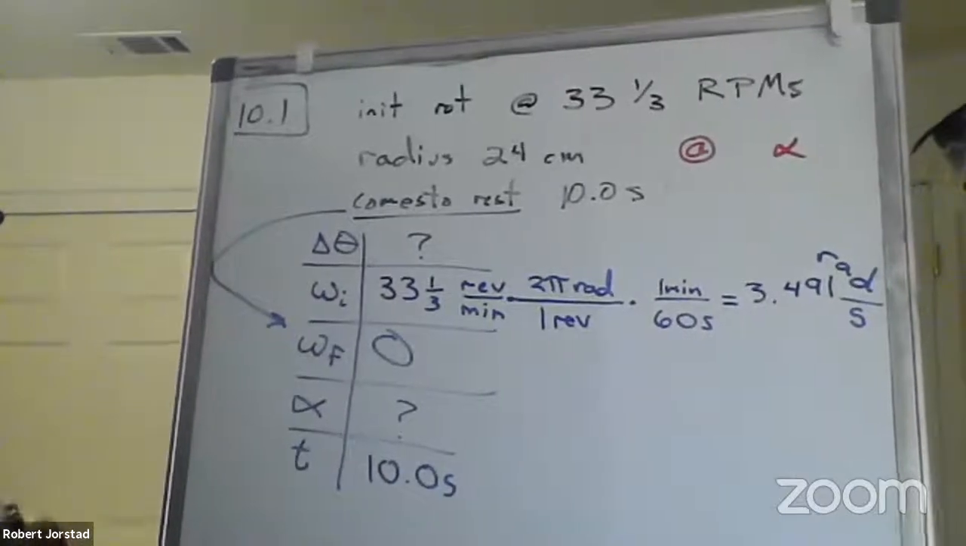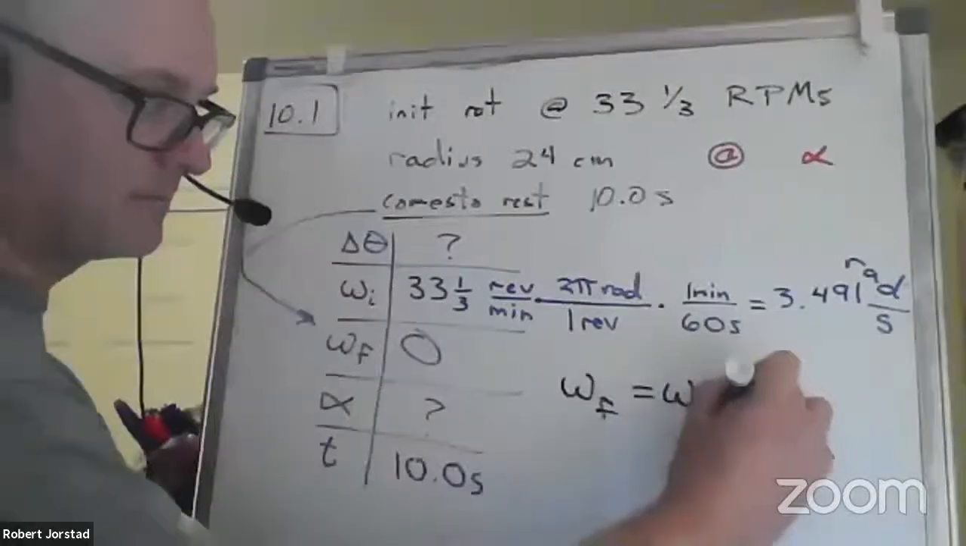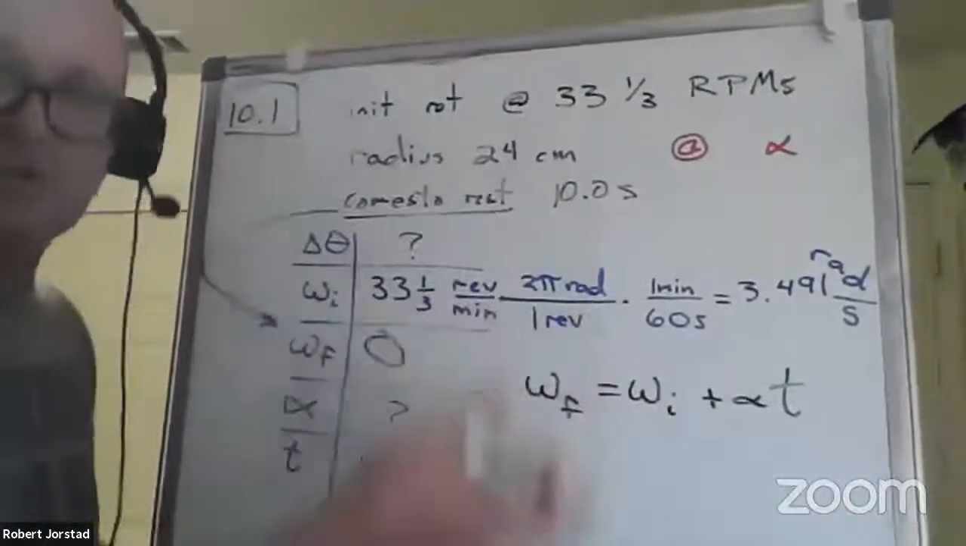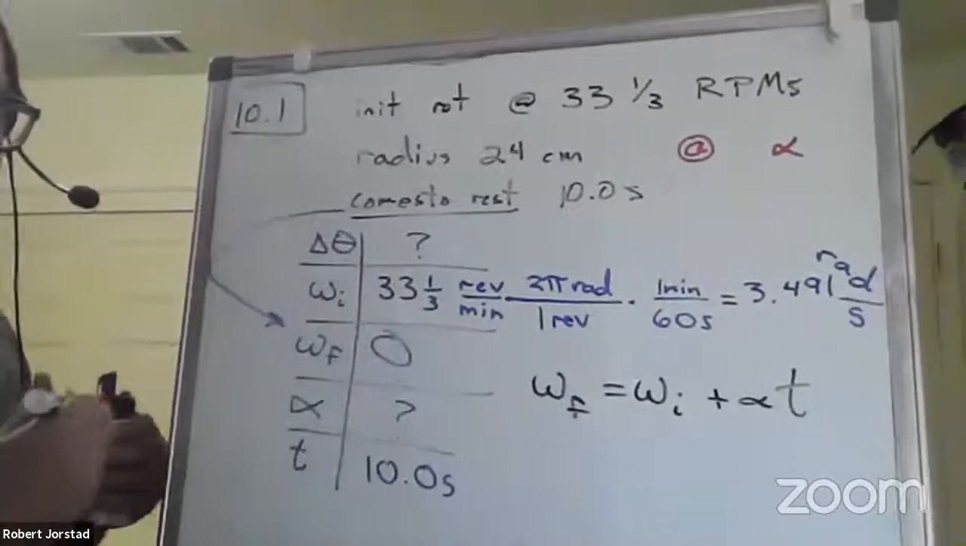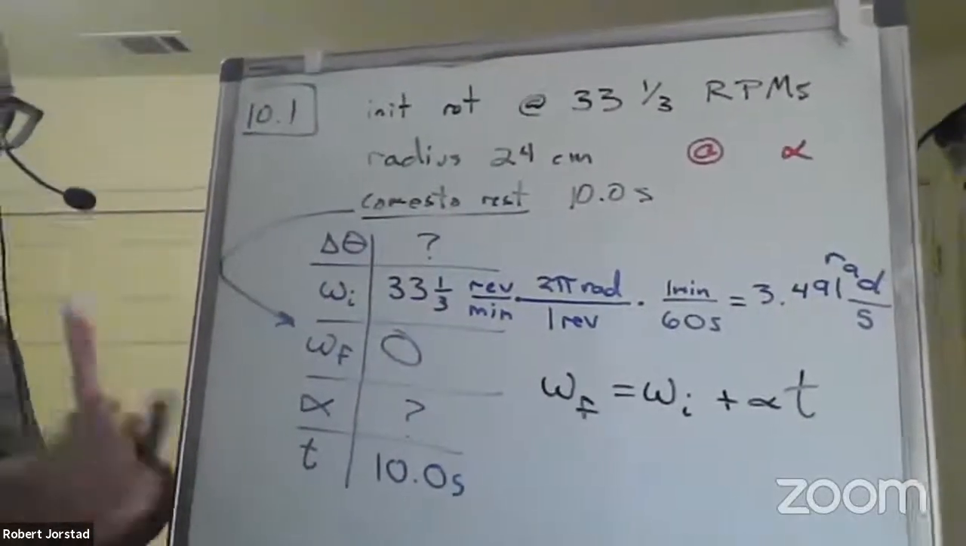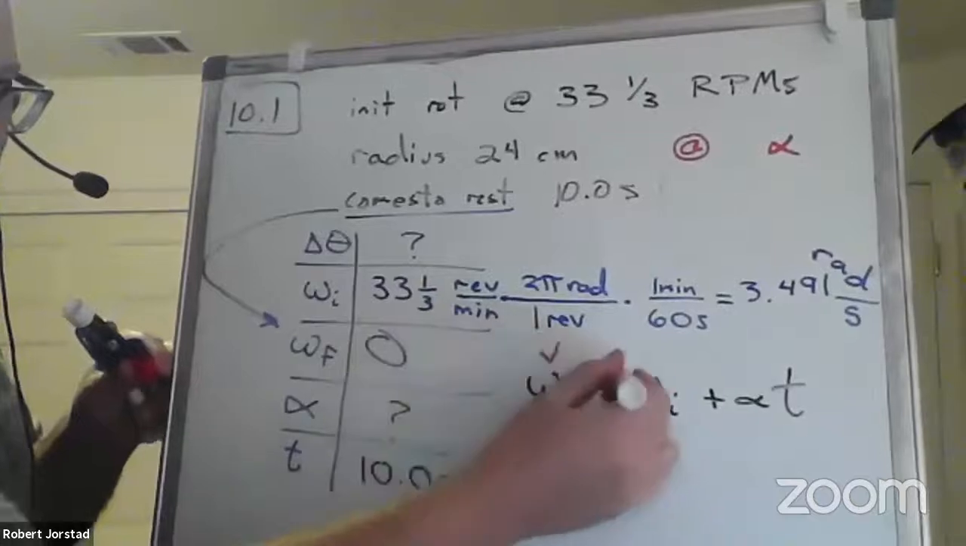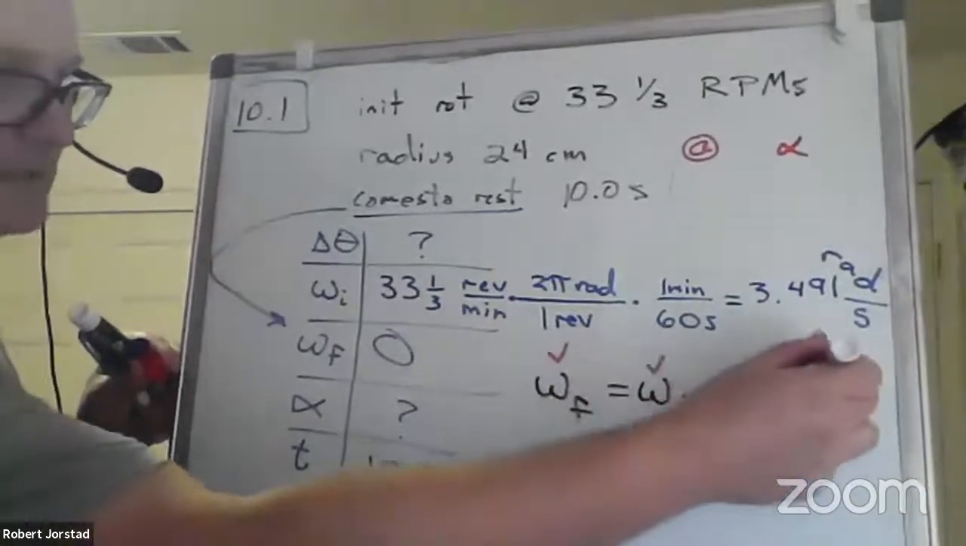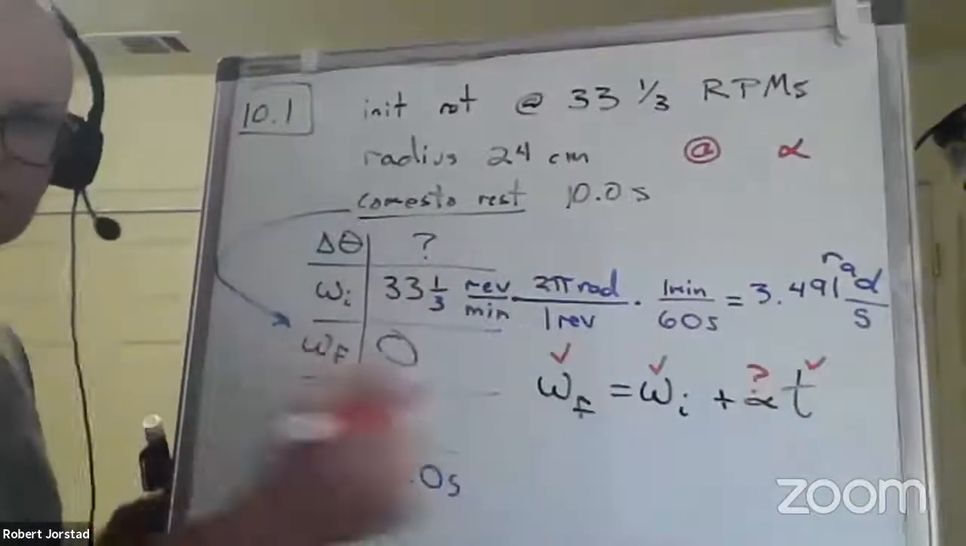Would it be omega final equals omega initial plus angular acceleration times time? I think that's going to do it. Let's double check. Generally speaking, what you would do is write down all three and check. In this case, we've got omega final, omega initial, and time.